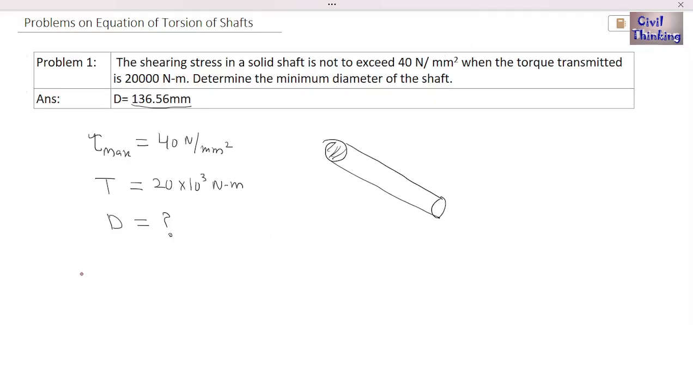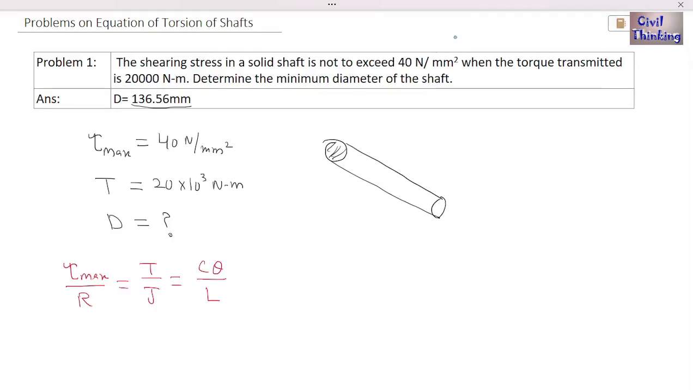We know tau max divided by r is equal to T by J is equal to C theta divided by L. This is the equation of torsion of shafts. If you don't know where this came from, I will provide the link to watch this in the description. You can watch it from there.